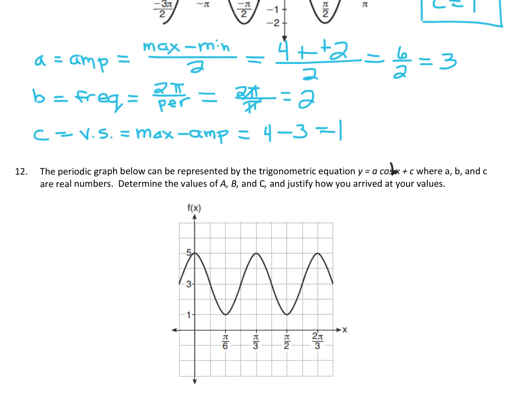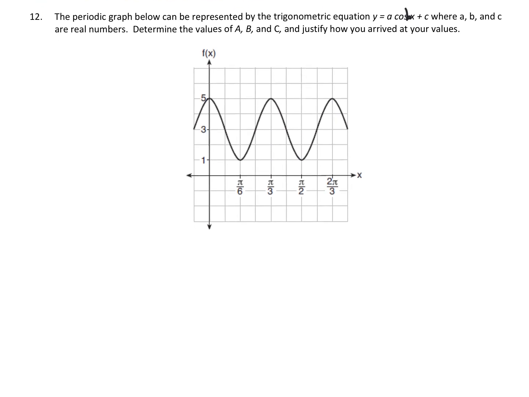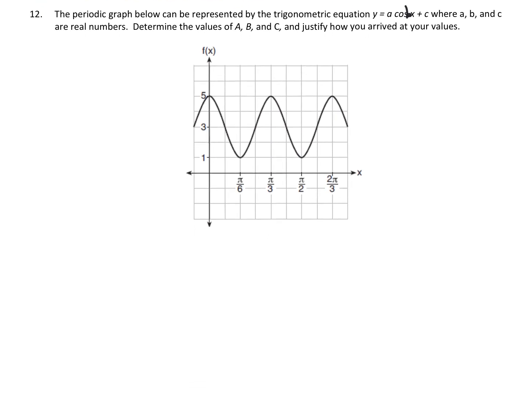All right, and then number 12 is the same type problem. Okay, they want us to find, and again, these should really be lowercase a, b, and c, but they want us to find a, b, and c. So again, a is the amp, b is the frequency, and c is the vertical shift.